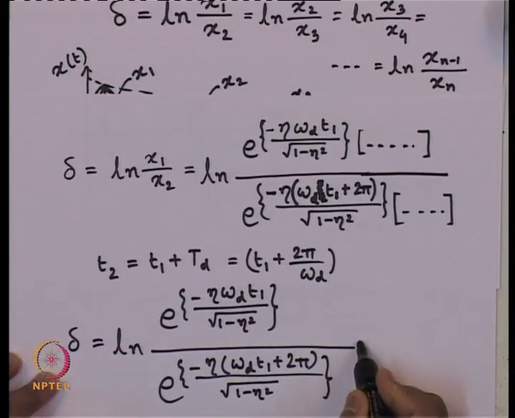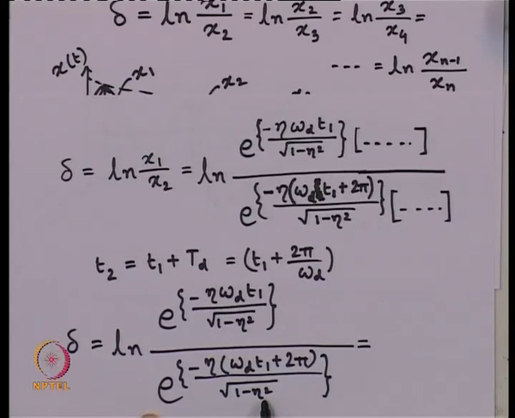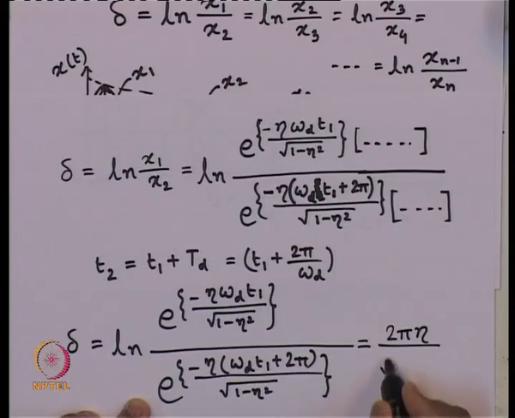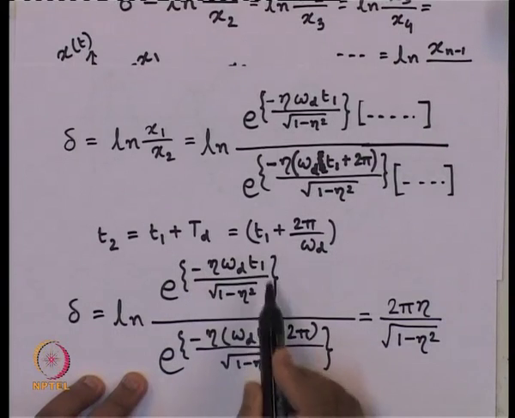Now, on simplification, what can we write? This will give us e raised to minus eta 2 pi by root over 1 minus eta square, which will come out in the denominator with a minus sign. That means e raised to eta times 2 pi by root over 1 minus eta square. It is natural log and this is e. So, finally, it will give us 2 pi eta by root over 1 minus eta square. This exponential and this exponential get cancelled.